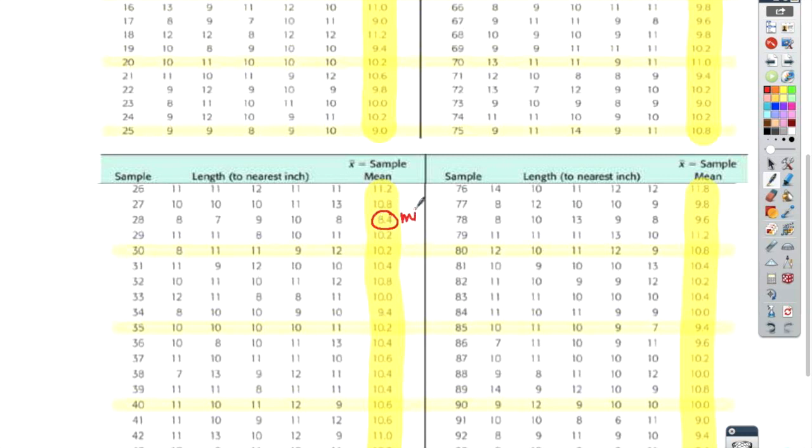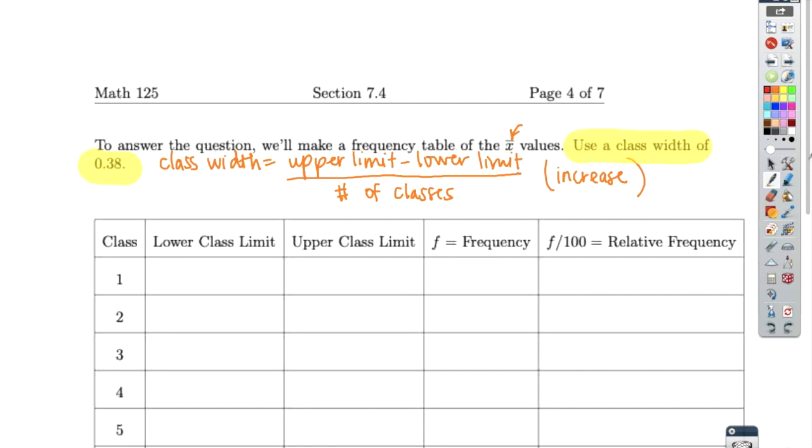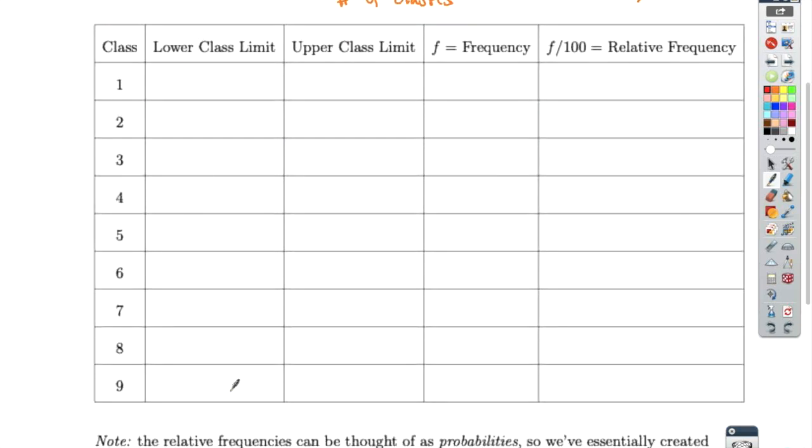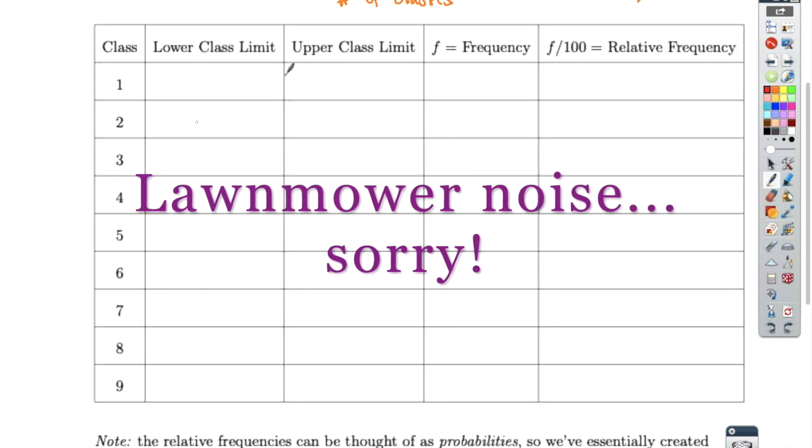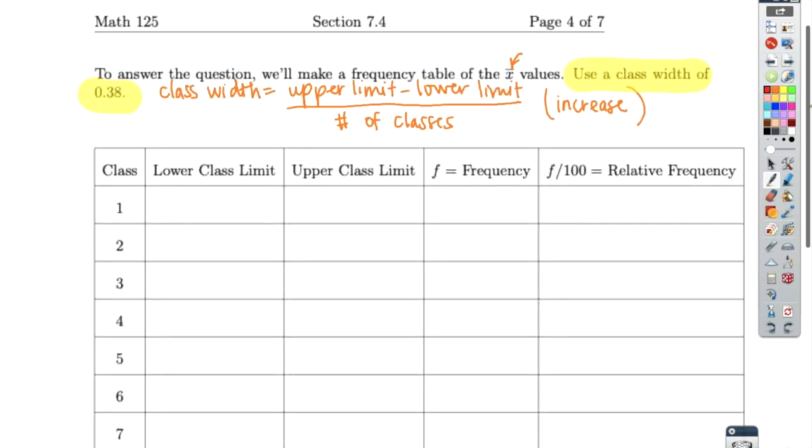So this is the minimum value in all of these 100. And also, if you search through all of these to find the highest value, and I won't make you do it unless you want to. If you want to, pause the video right now. But I will do it for you. It is right here. It's 11.8. That's the maximum value. So if we were finding the class width on our own, I would take 11.8, subtract 8.4, and then divide by the number of classes, which based on this table looks like we're doing 9.